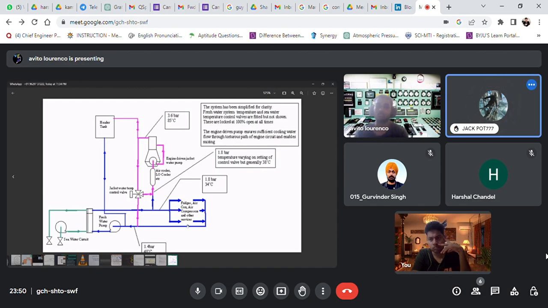If the sea water temperature is around 30 or 20, then the same temperature will be at the LT system inlet. This is 20. Then it goes to the fridges, air compressor, then it will cool them.